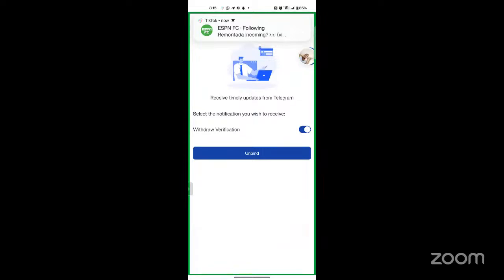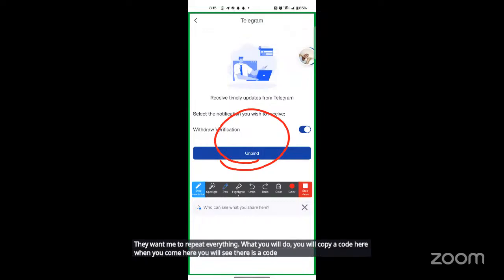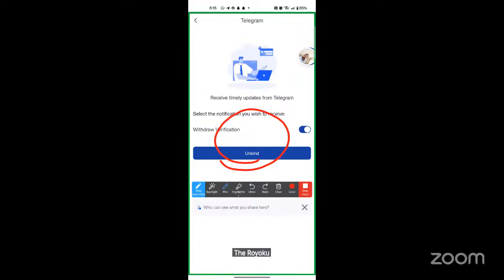They want me to repeat everything. But what you will do, you will copy a code here. When you come here, you will see there is a code. Copy the code. Then tap on the link that is here. It will take you to the Royal Q Robot Telegram. Paste the link, then connect.